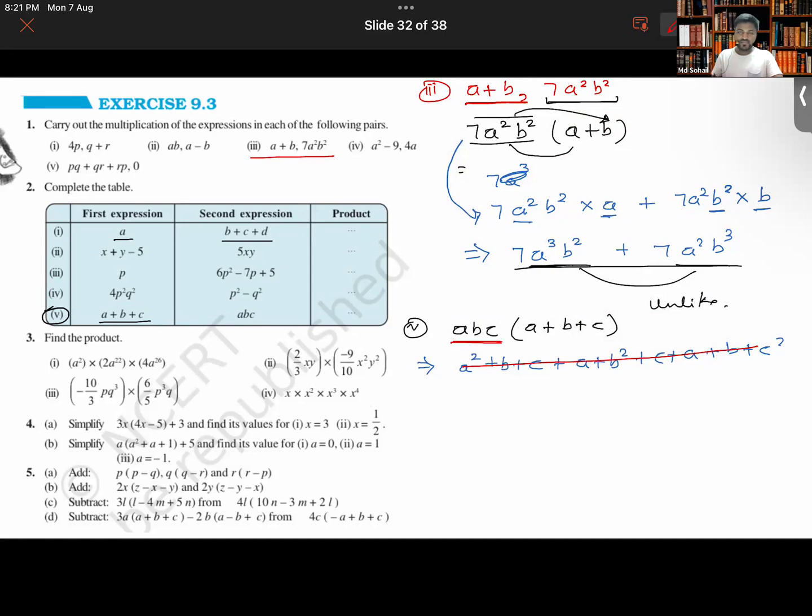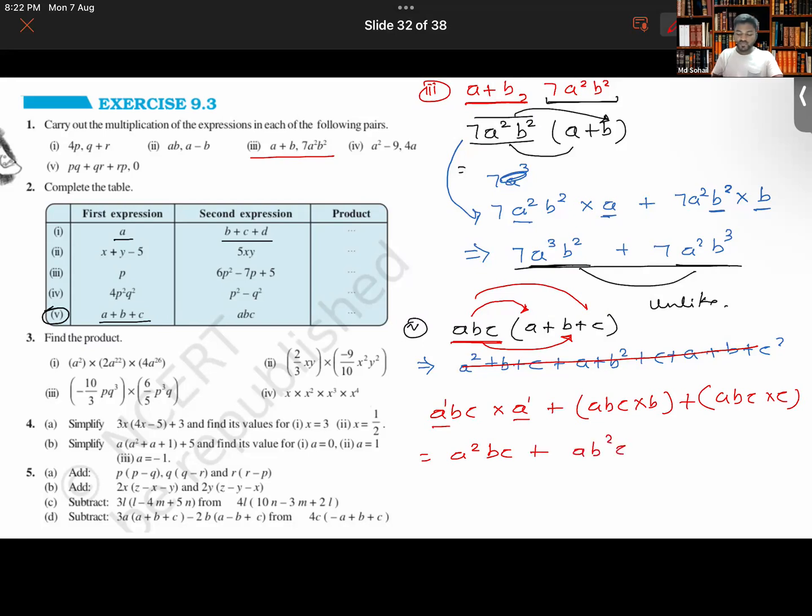This abc is a single term here, not isolated. So this single term, the monomial, will be multiplied with each term separately: with a, then with b, then with c. So abc multiplied by a, plus abc multiplied by b, plus abc multiplied by c. Here it will be a square bc. This a and a are multiplied, and their powers get added. So a square bc, then a b square c, the powers getting added here, then ab c square.